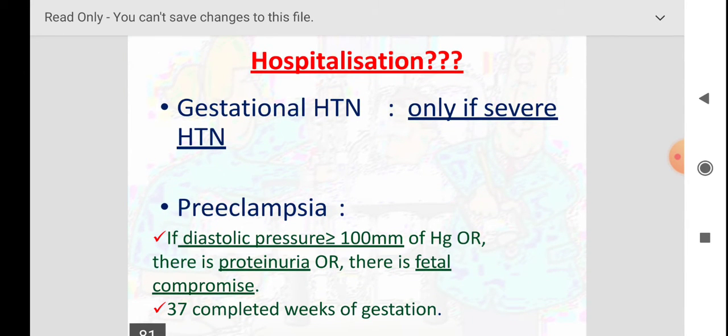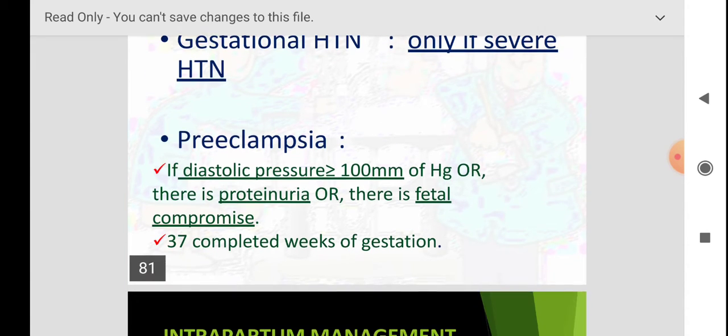Now, hospitalization. In case of gestational hypertension, you can hospitalize only if it is severe. In mild variety, you can treat her on outpatient basis or daycare basis. Daycare basis is you will admit her in the morning, monitor till evening, and again discharge her in the evening. In case of gestational hypertension, only in severe variety you have to hospitalize.